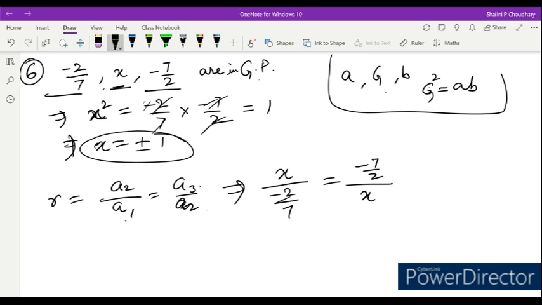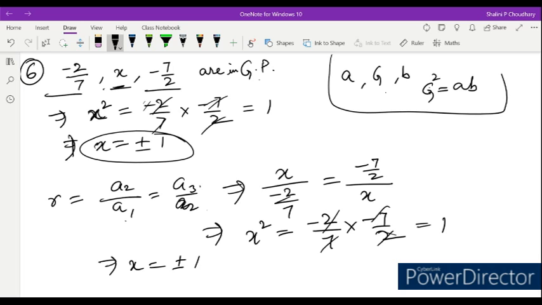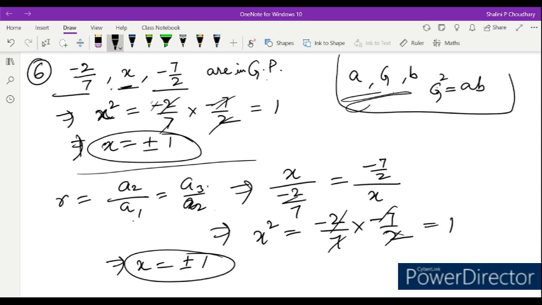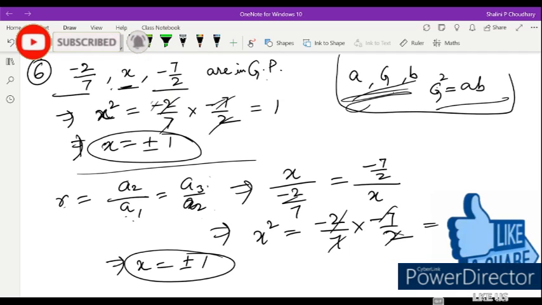So this way also we can write x square will be equal to minus 2 upon 7 into minus 7 upon 2, and we can cancel again, we'll get 1. Again we are getting 1. So it means x will be equal to plus or minus 1. So you can use both methods. We can use directly A, G, B, G square equals AB, this formula. Otherwise we can use this formula also: A2 second term upon first term will be equal to third term upon second term, that is equal to the ratio. This way also we'll get the value.